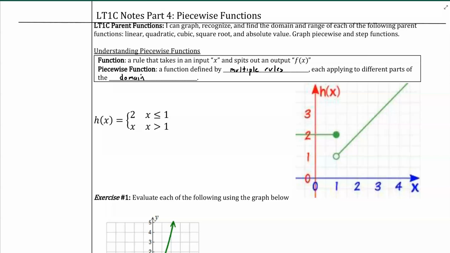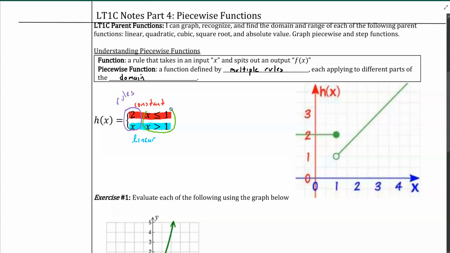So in the top line, notice that this is a constant function. And in the bottom, we have a linear function. So there's multiple rules here, and which one we use depends on what the value of x is. So these are the rules, but the rules that we use depend on what our x values are.